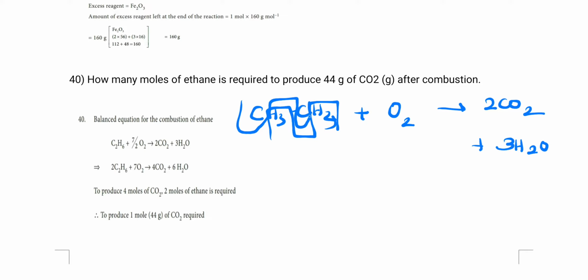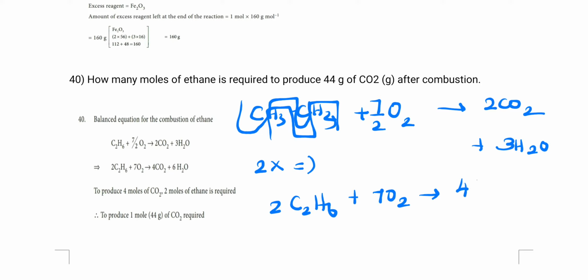Okay, how many oxygens are needed? Here, 2 into 2 is 4 oxygen, plus 3. So 4 + 3 is 7 oxygen. So 7/2 oxygen is needed for the reaction. Overall, we have to multiply this reaction by 2 and write it. 2C2H6 on reaction with 7O2 gives 4 moles of carbon dioxide and 6 moles of water.